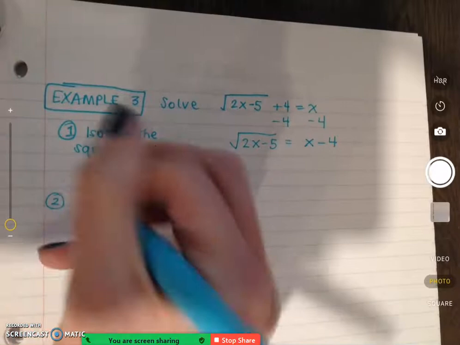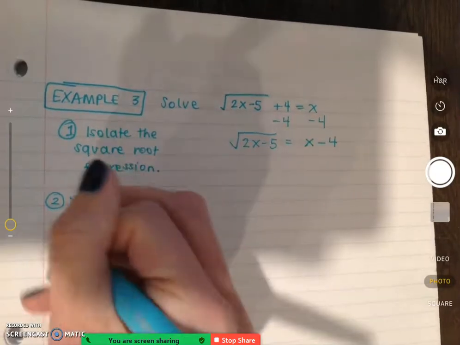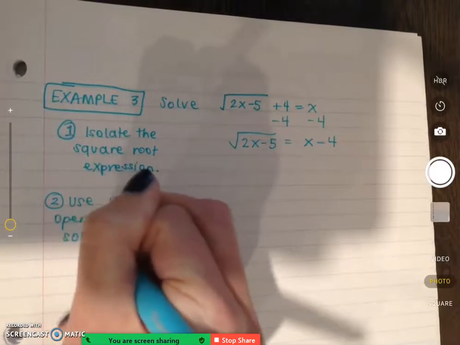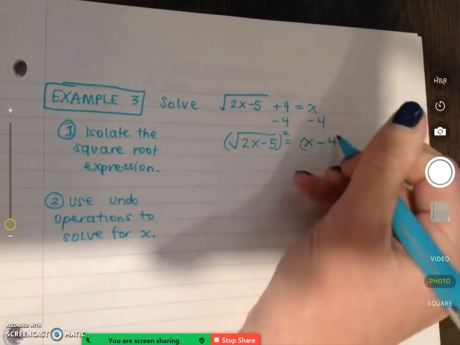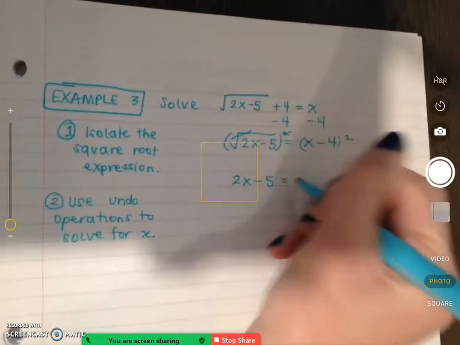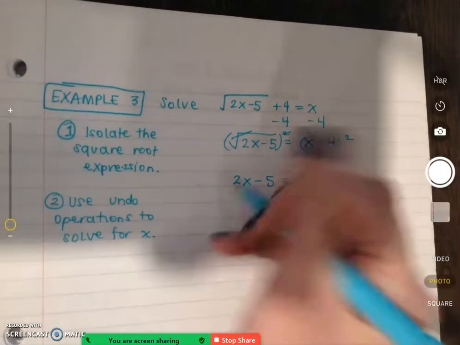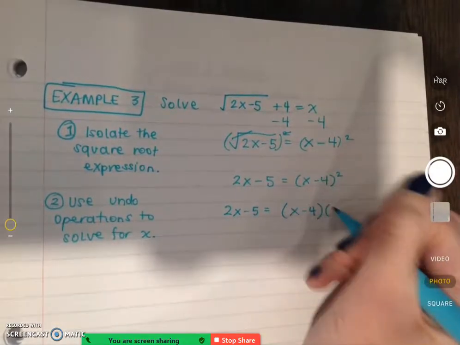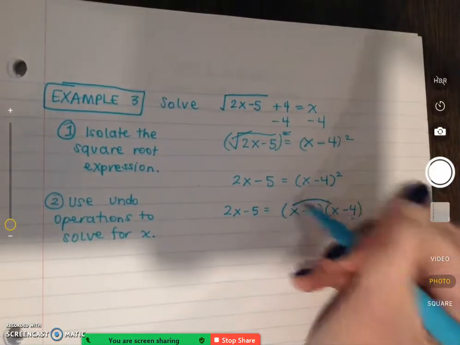Step 2. Use undo operations to solve for x. Square both sides. So I have 2x minus 5 equals the quantity x minus 4 squared. 2x minus 5, expand x minus 4 squared to x minus 4 times x minus 4, and then double distribute.